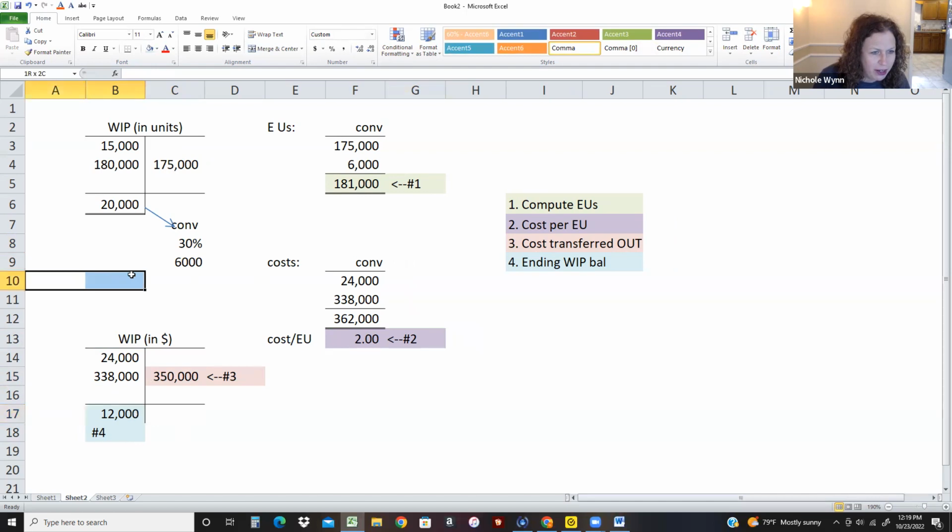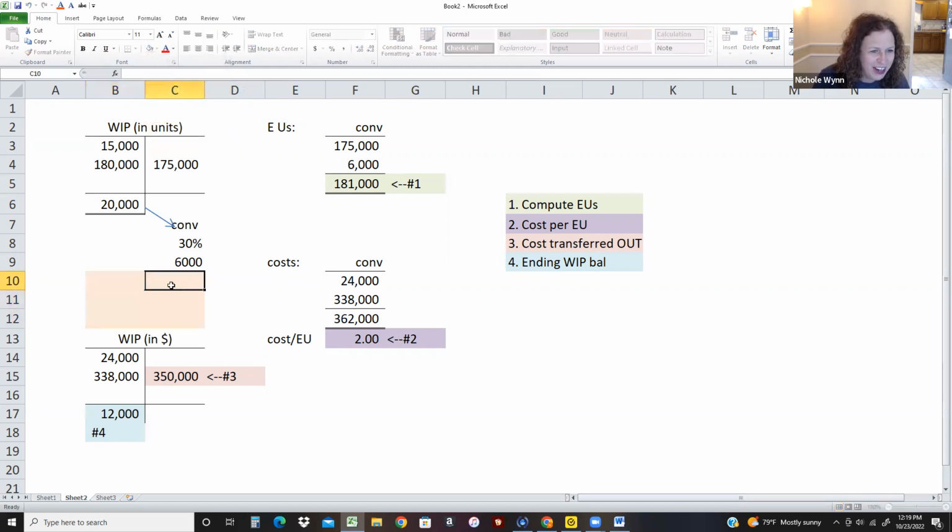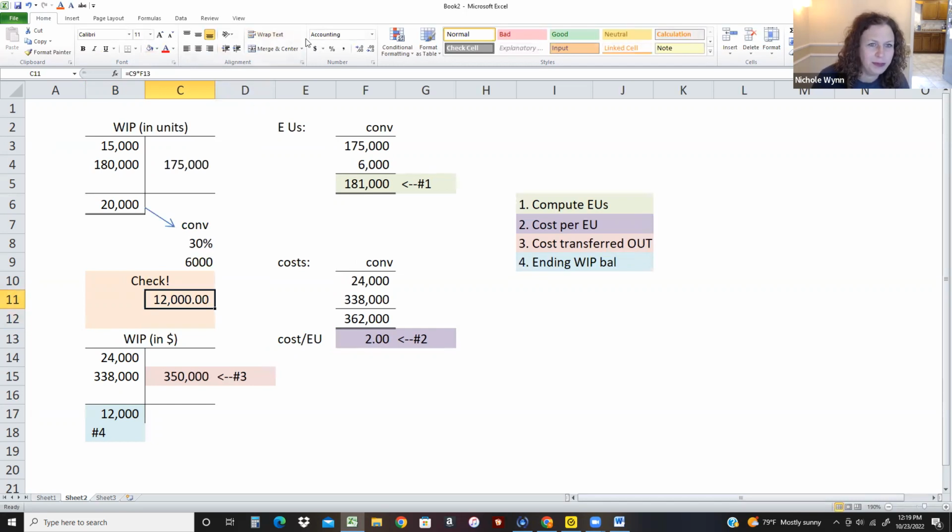Now there is a way to check our ending balance to make sure that it's right. So I'm going to do the check. What color have I not used? Orange. Okay. So here I'm going to do a check just so you guys can see how this would work. All you have to do is take 6,000 times 2. 6,000 is my ending units and it's 2 each. And it's 12,000, and 12,000 matches 12,000. So that's how this works.